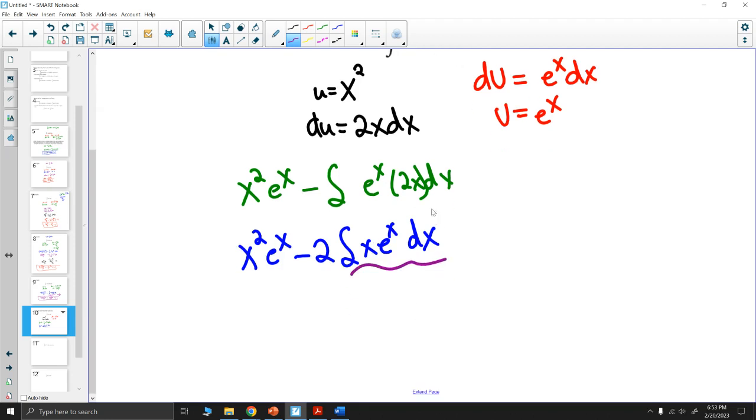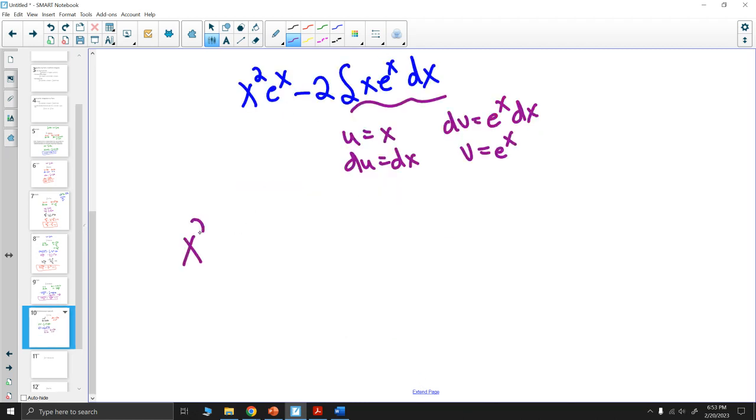So we choose our u again. u equals x, du equals dx. Our dv is e to the x dx. Our v is e to the x. So we have x squared e to the x minus 2 times the quantity uv, so that's x e to the x, minus the integral of v, e to the x, du, dx.